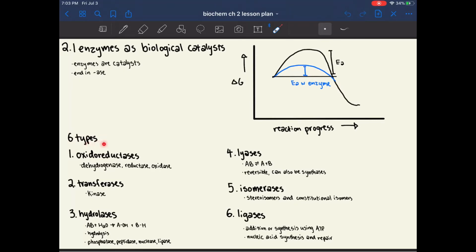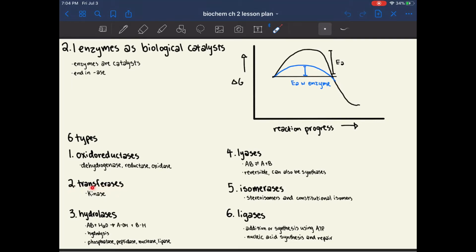There are 6 common types of enzymes that the MCAT likes to test on. The first is called an oxidoreductase, and as the name suggests, an oxidoreductase catalyzes a redox reaction. So it moves an electron from one place to another, oxidizing something and reducing something else. Dehydrogenases, reductases, and oxidases are common examples of oxidoreductases. So when you see these words, know that a redox reaction is happening and electrons are being transferred.